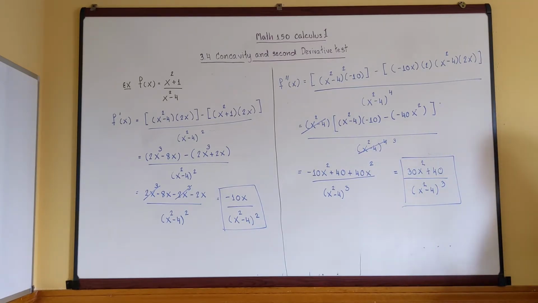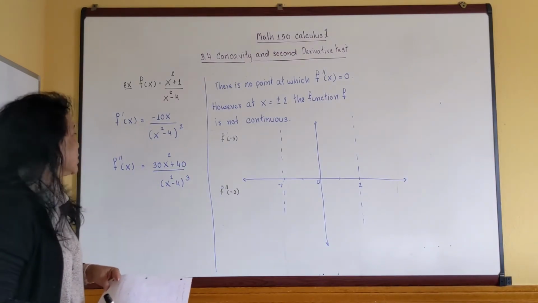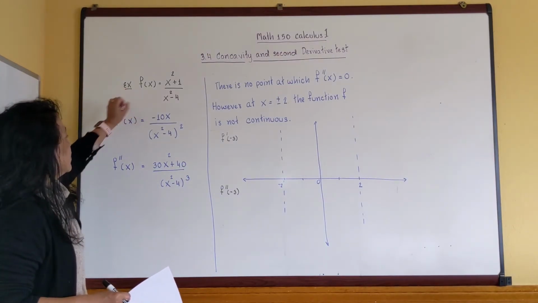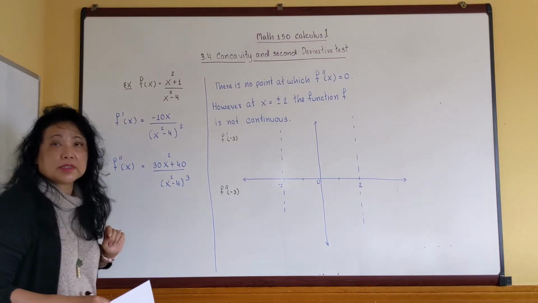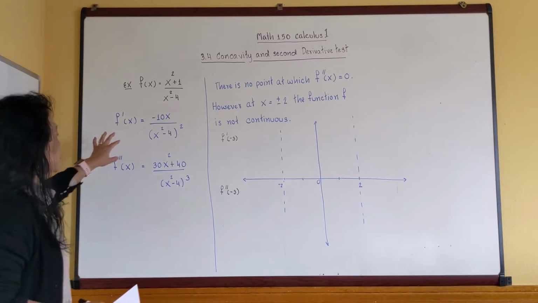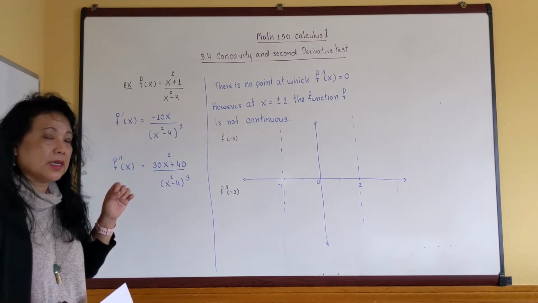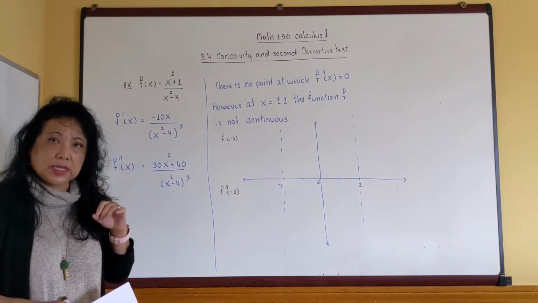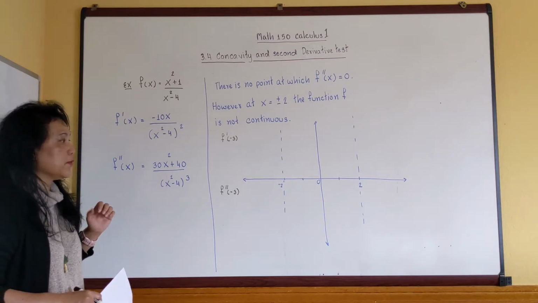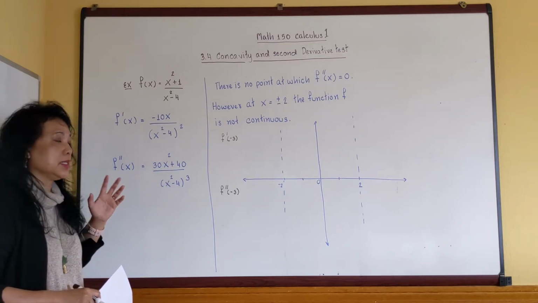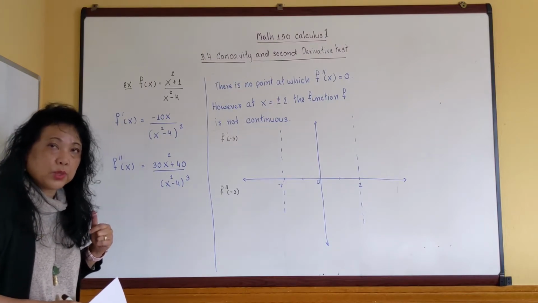Now let's look at the graph of this function. We just took the derivative of the function, the first derivative and the second derivative. The first derivative, if it's positive, then we know it's increasing. If it's negative, we know it's decreasing. The second derivative, if it's positive, we know it's concave upward. If it's less than 0, or negative, we know it's concave downward.